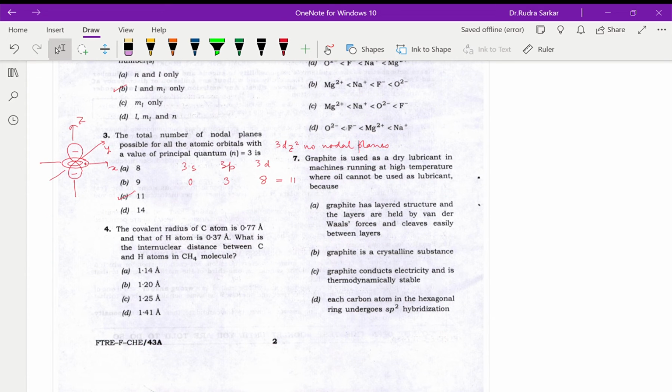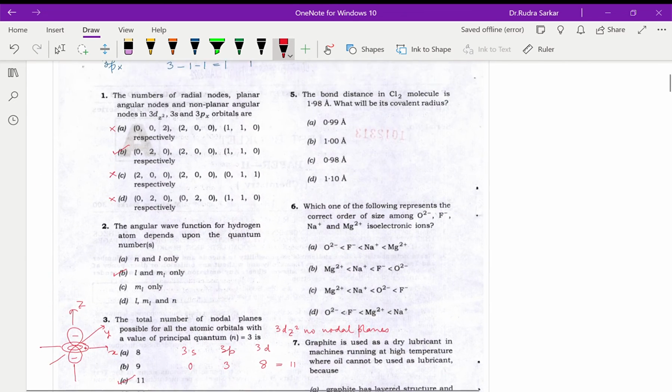Covalent radius of the C is given to be. So when we say covalent radius, obviously there will be some overlap. So this is the hydrogen, this is the carbon, this is the nucleus for each atom. So this is the internuclear distance that we have been asked here to find. Now over here it is saying what is the internuclear distance between C and H atoms in CH4. It is given for C, covalent radius 0.77 angstrom. This is given to be 0.37 angstrom. Just need to add these two. So the answer will come out to be 1.14 angstrom. That means this is our answer.